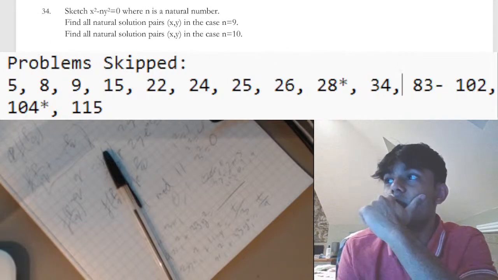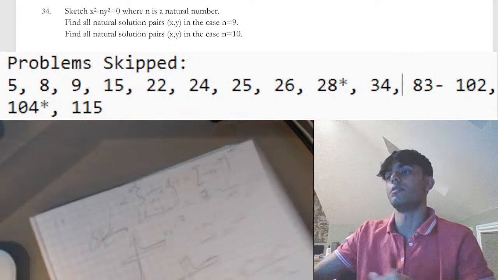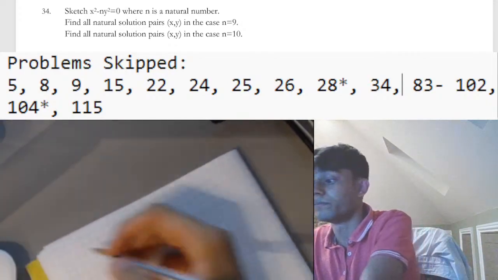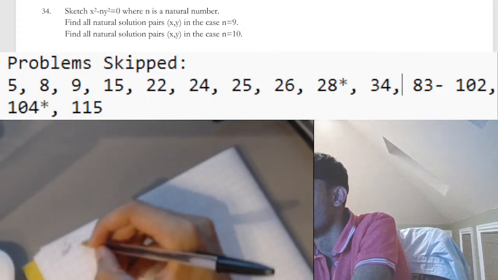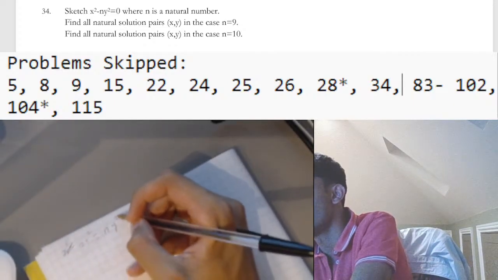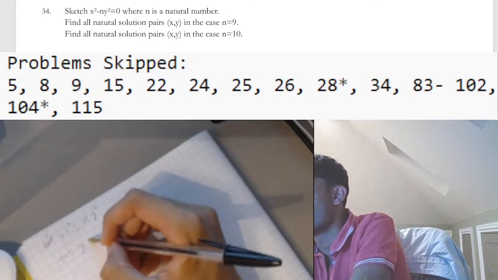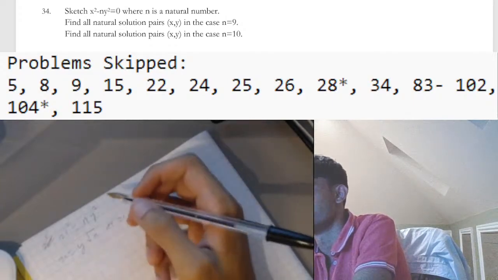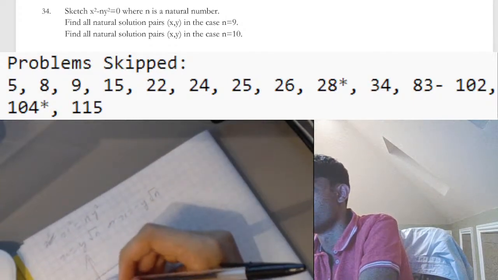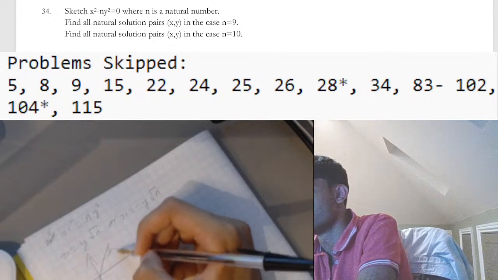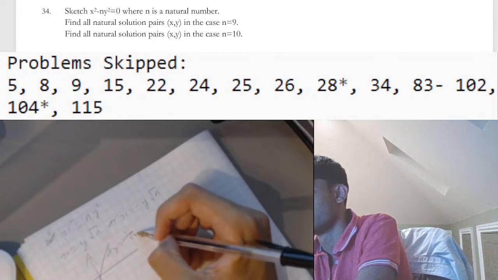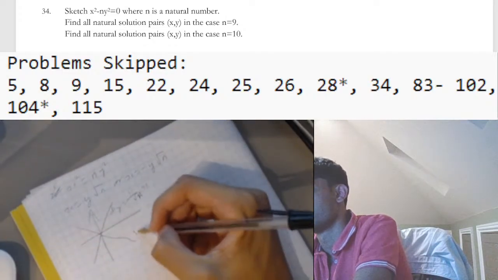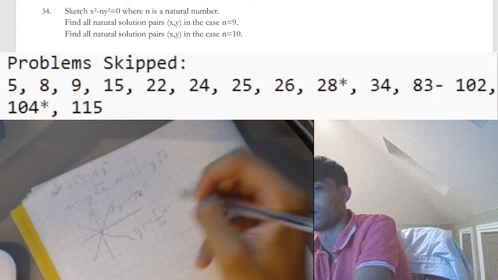34. Sketch this. Okay, we're going to have to do some sketching at some point soon. This one. Okay, so x squared is n y squared. This is pretty easy. So x is y root n, or x is minus y root n. So it's just going to be two lines, one with gradient 1 over root n, and the other one with the negative gradient.